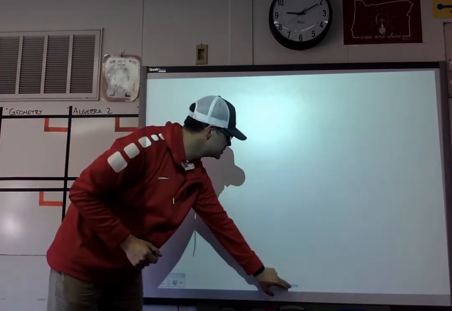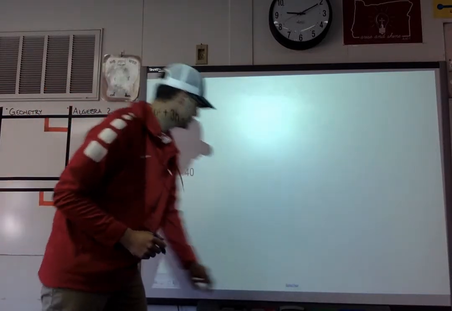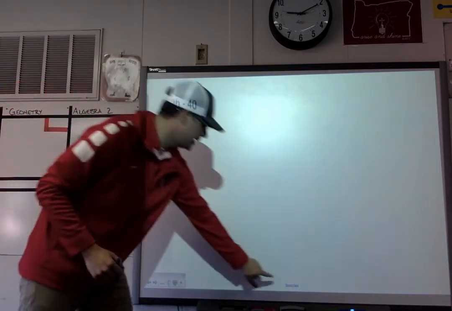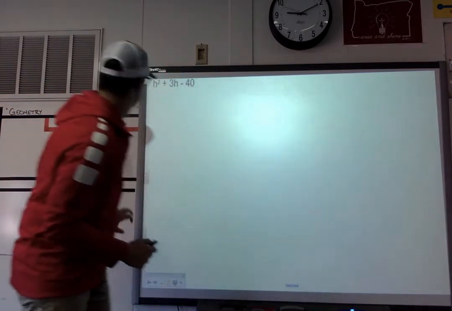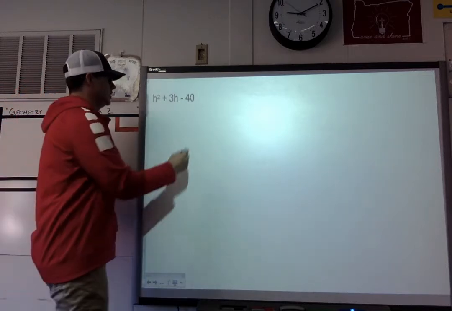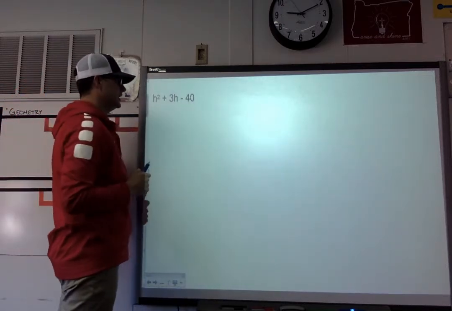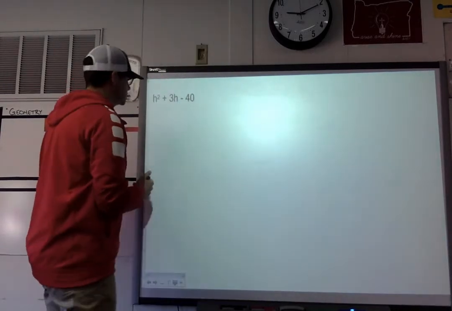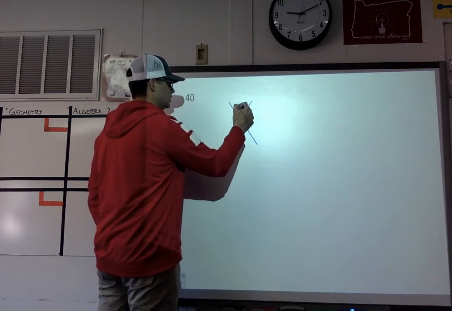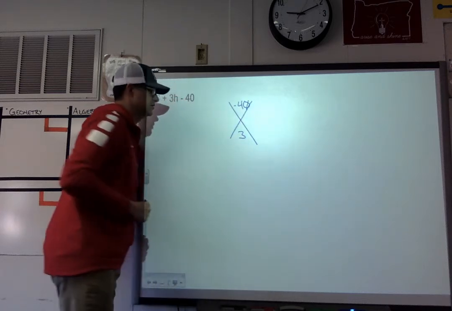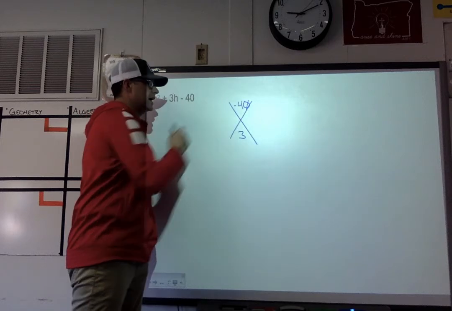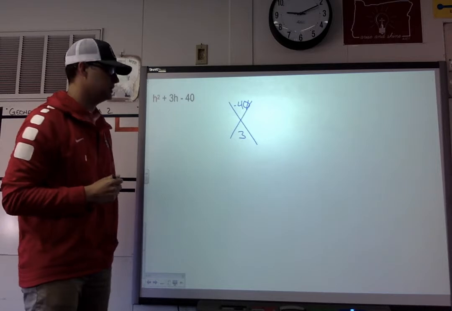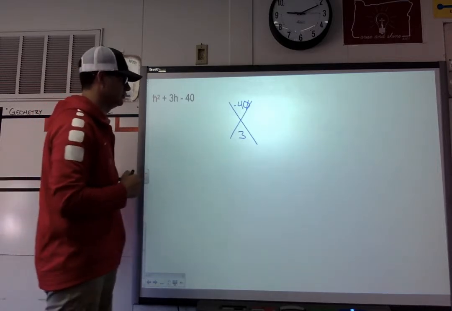One more of these. So we have h squared plus 3h minus 40 for this one. So we know two numbers need to multiply to negative 40 and need to add to positive 3. So a negative and a positive, and add to positive 3, which means that our larger number needs to be the positive number.